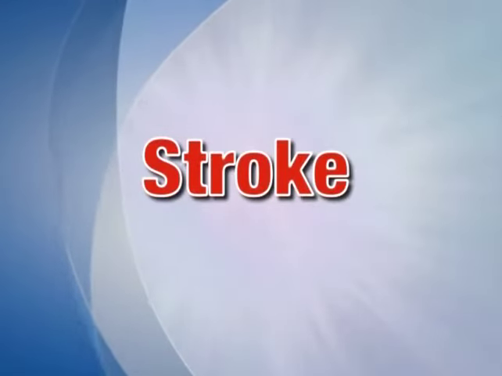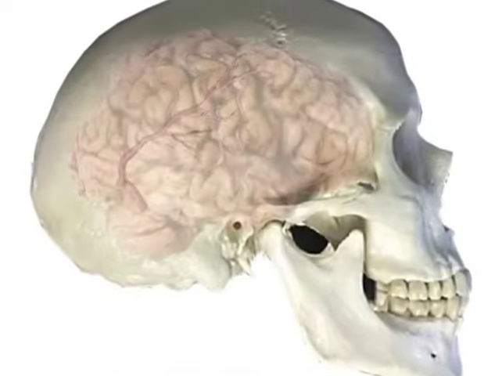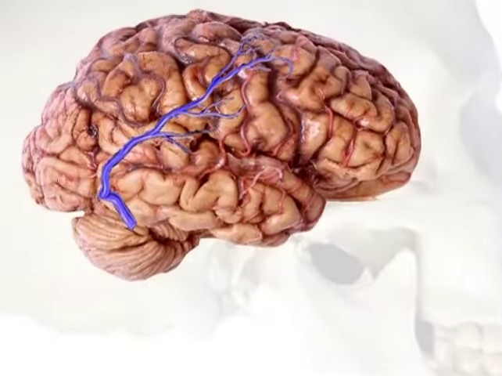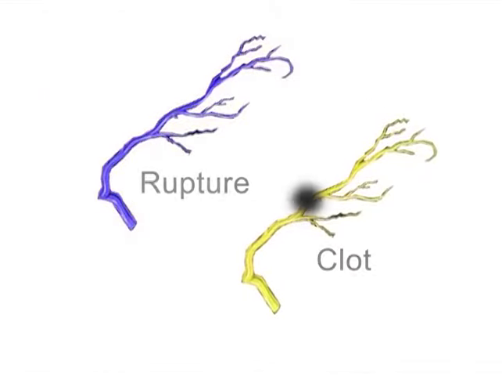Stroke. Atherosclerosis can also appear in the arteries of the brain, causing a stroke. A stroke happens when there is lack of blood flow to the brain. It is caused either by a sudden clot in an artery on the way to the brain or by the rupture of a blood vessel in the brain.